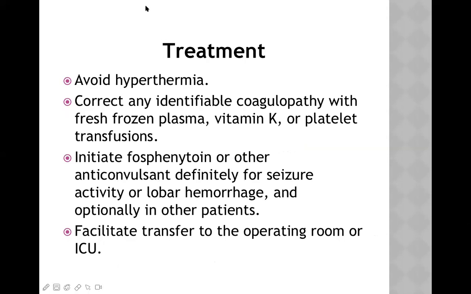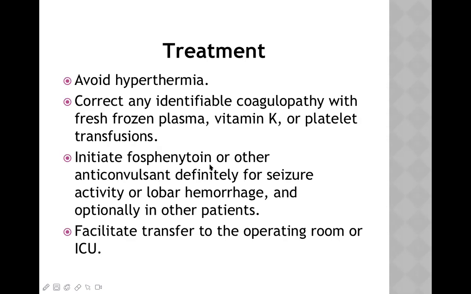Now, another one is avoid hyperthermia. Same principle, avoid hyperthermia. Rather than that, we produce therapeutic hypothermia regarding the head. Correct any coagulopathy with fresh frozen plasma, vitamin K, or platelet transfusion. Easy answer. If it is the cause of the bleeding, then you treat accordingly. If ITP is there, you go for the treatment of ITP. Similarly, if another coagulopathy, for example liver disease, is causing the problem, you give vitamin K, something like that, or even fresh frozen plasma.